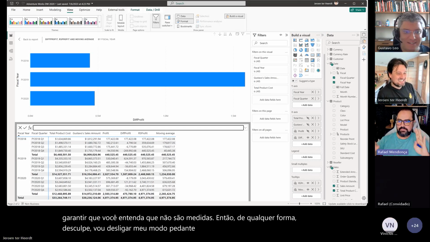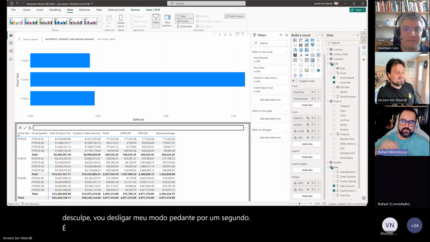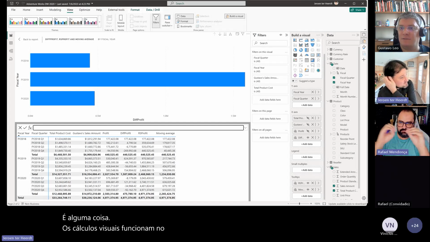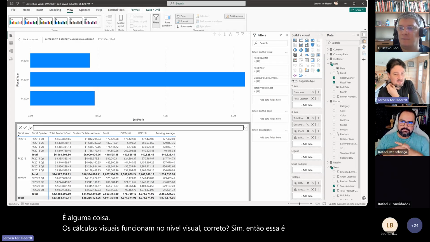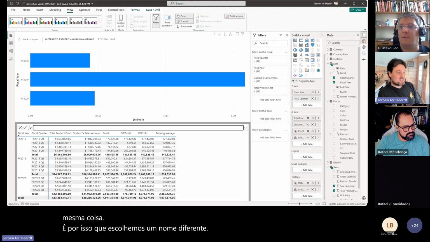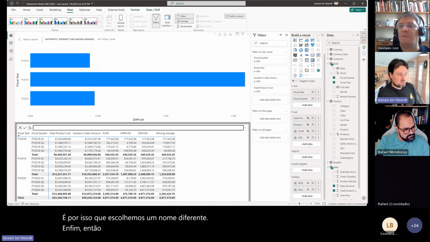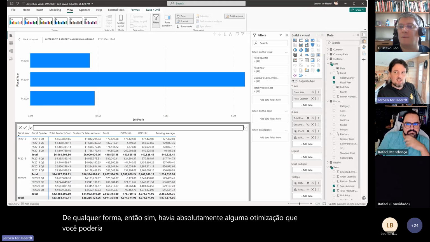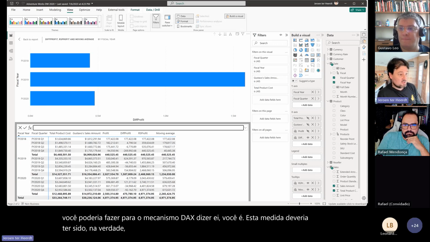It's something simple to say. Measures work at the data level. Visual calculations work at the visual level. Correct? That's the difference. They are not the same thing, and that's why we picked a different name. Anyway, yes, there is absolutely some optimization that you could do for the DAX engine to say, hey, this measure should actually have been a visual calc. There's stuff that we can do there.